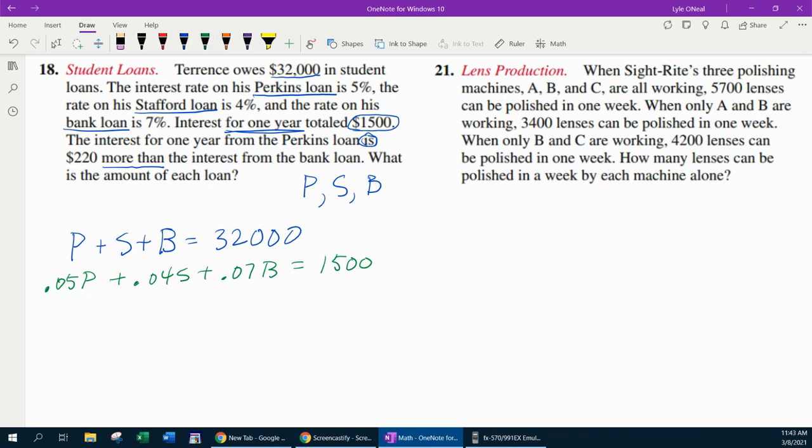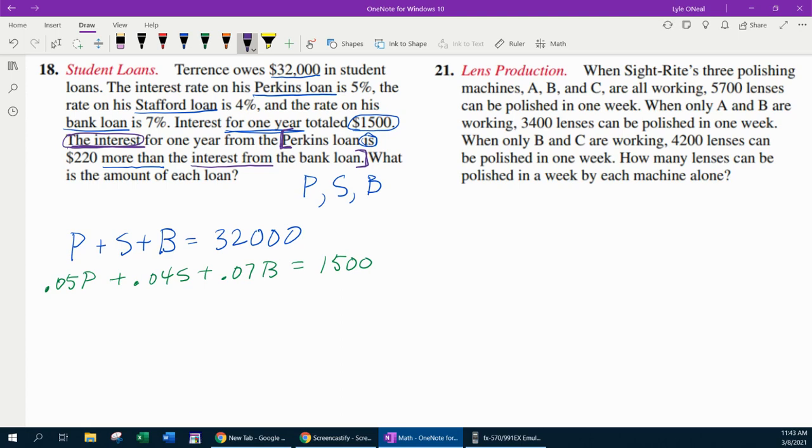And so the last thing we need is our third equation, which is going to come from this last statement down here. The Perkins loan is $220 more than the interest from the bank loan. So notice it's referring to interest. So you can't just say P equals B plus 220 because P and B are the amount owed. We're talking about the interest, okay?